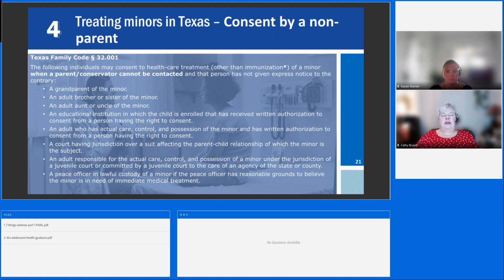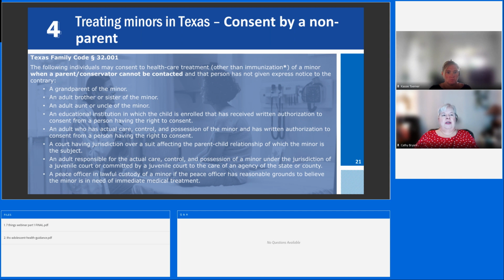They kind of go in not really a hierarchy, but this is just the list: adult brother or sister, adult aunt or uncle, an educational institution in which the child is enrolled, and the school or educational institution has received a written authorization to consent from the person having a right to consent. So most schools, especially with athletics, give out a form saying it's okay to consent to treatment on my behalf.